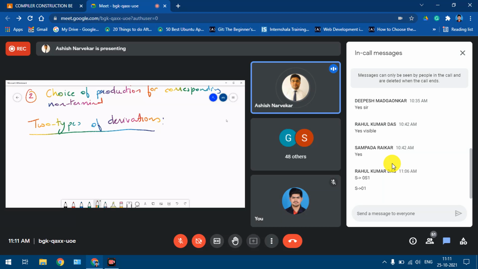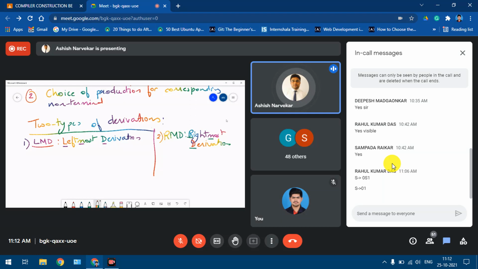Okay, the first type is called LMD. LMD stands for leftmost derivation. And the second one is called RMD, so it is rightmost derivation. Okay, R, M, and D.